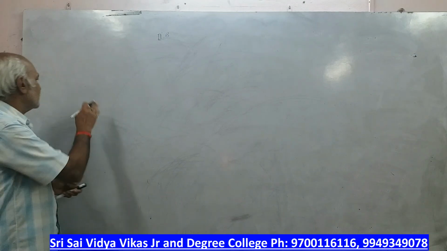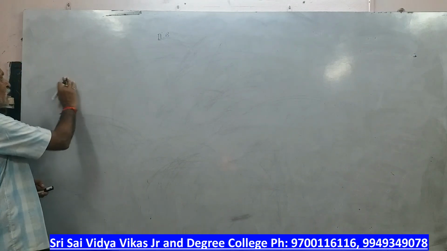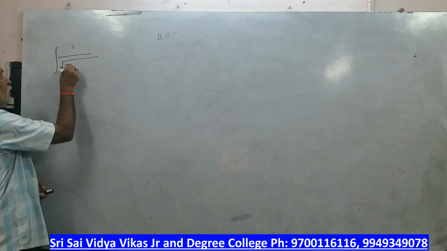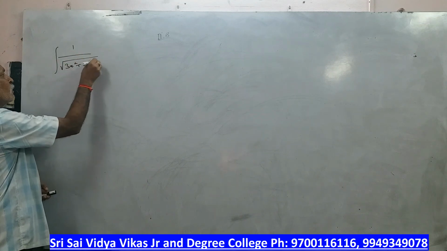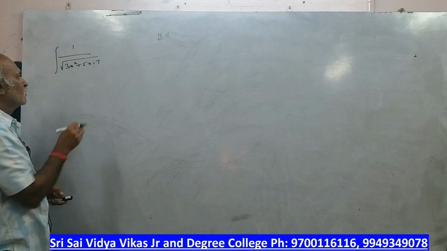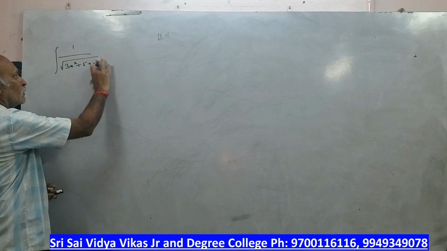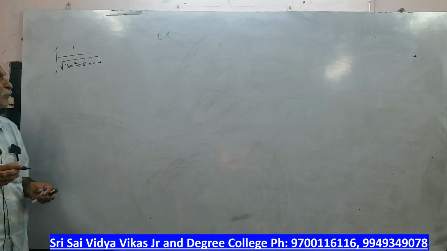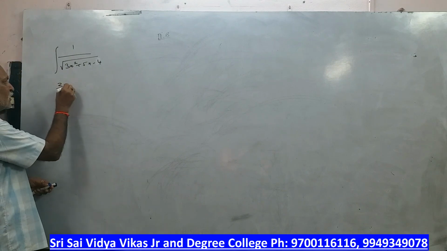Okay, we have seen the formula-based problems yesterday, sir. Today we will continue that part. Look here: 3x² + 5x − 4. First we consider this.